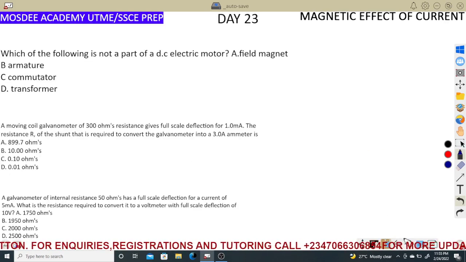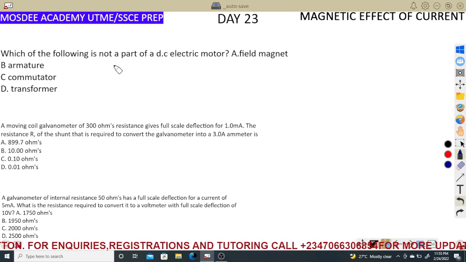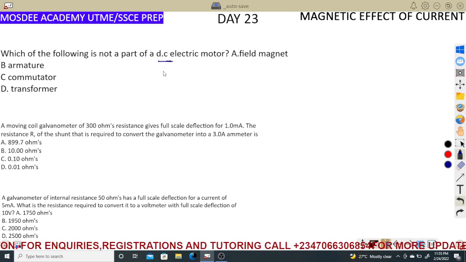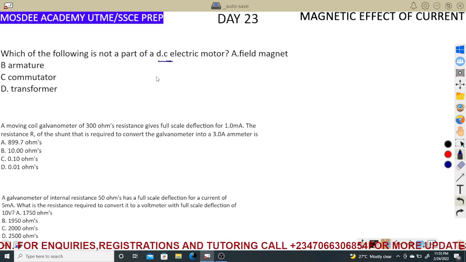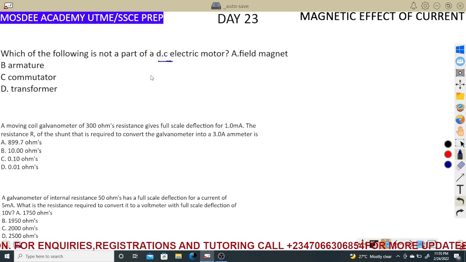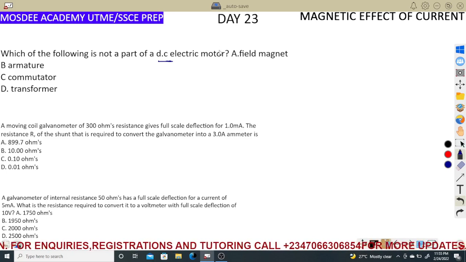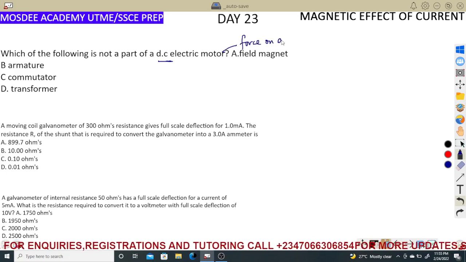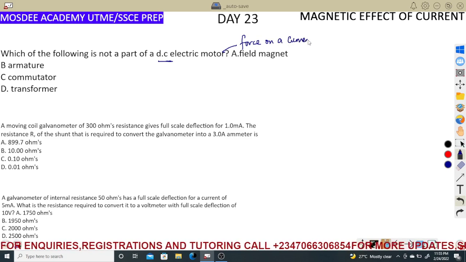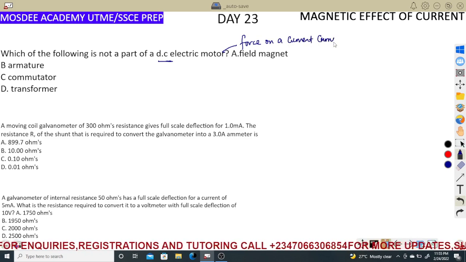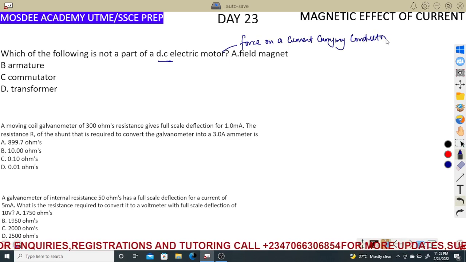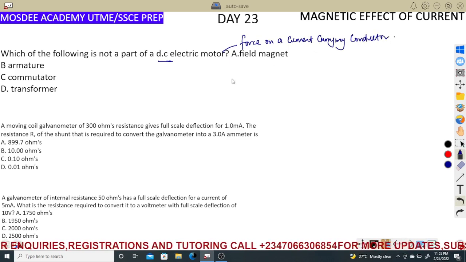The next question, guys. Which of the following is not part of a DC motor? Please keep it in mind. A DC motor is just an instrument. I hope you have heard about DC motor. I told you they work on the concept of what? Force on a current-carrying conductor, which we've talked about. So be careful about that.